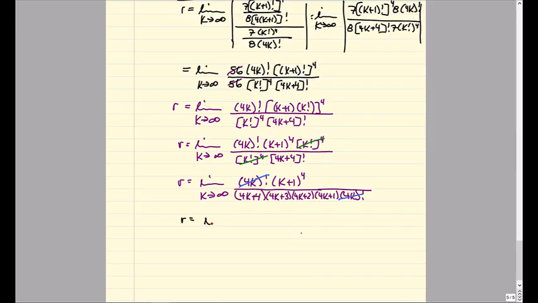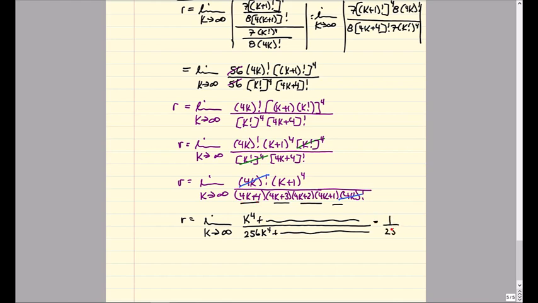And what I'm left with here then is the limit as k approaches infinity of (k plus 1) to the 4th. Well, I don't want to multiply that out, but that tells me I'm going to have k to the 4th plus some other terms. And then in the denominator, I don't want to multiply this out either. But if I do multiply it out, I get 4 times 4 is 16 times 4 is 64. 64 times 4 is 256. So I get 256k to the 4th plus some stuff if I just look at those first terms. So when I take my limit, I get 1 over 256.